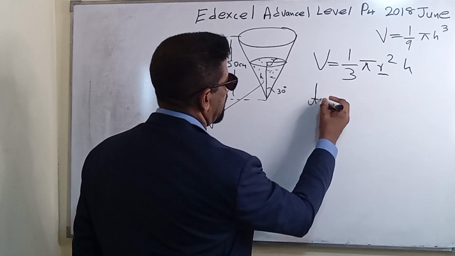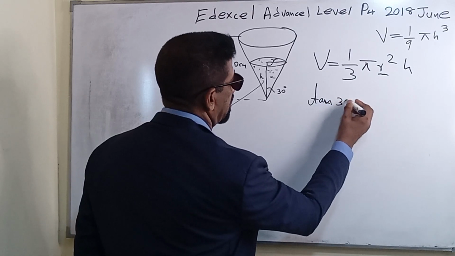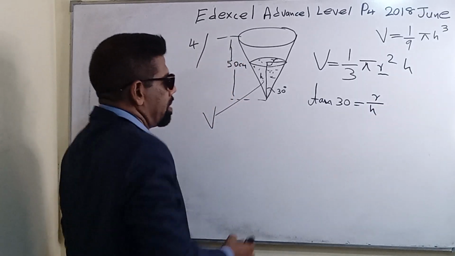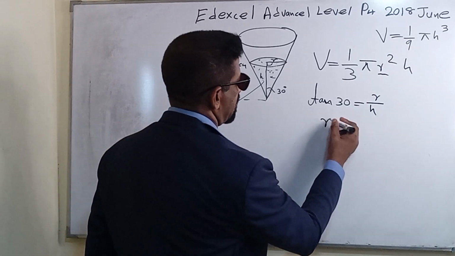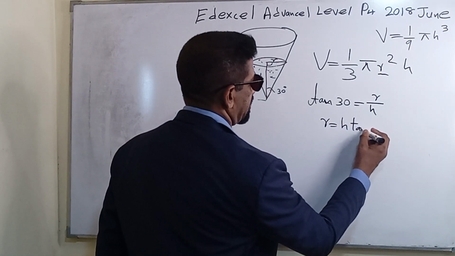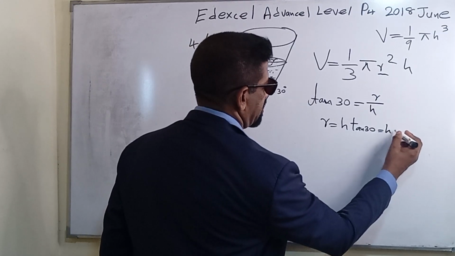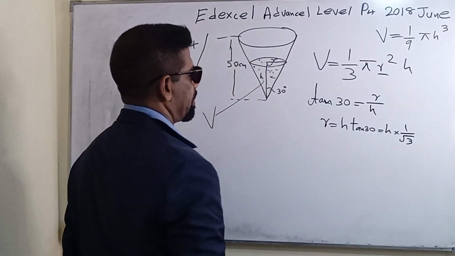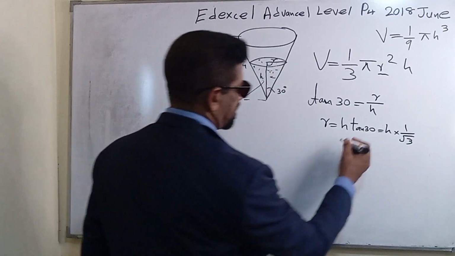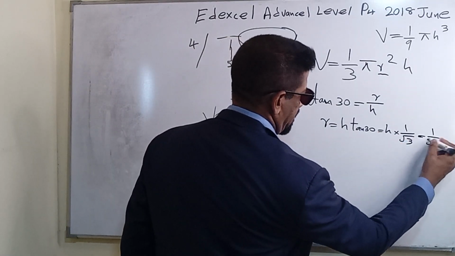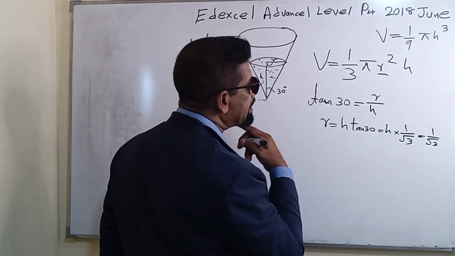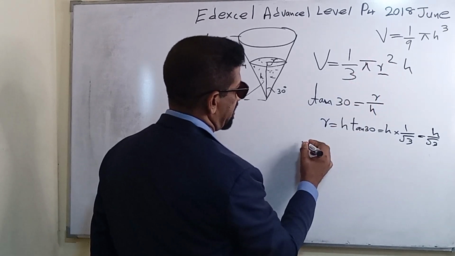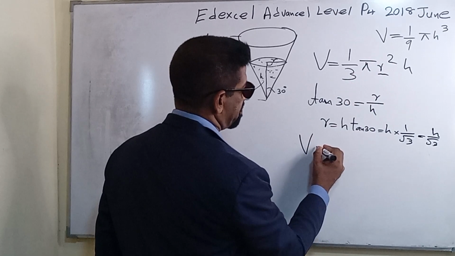Tan 30 equals r over h. So r equals h tan 30, and tan 30 is 1 over root 3. Cross multiply, that means r equals h over root 3. Then substitute your r value in V.